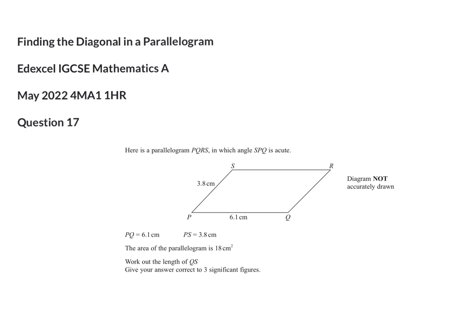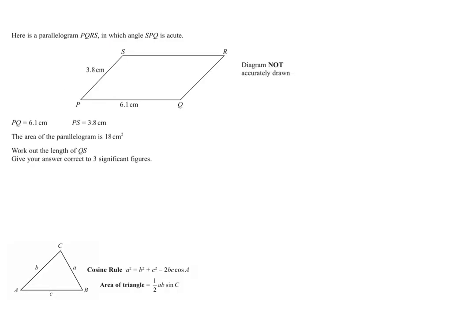Finding the diagonal in a parallelogram is one of those questions that involves two of the trig equations that you are given in the examination. In this question, we're given parallelogram PQRS, where angle SPQ is acute. So this angle here, SPQ, is an acute angle. So the parallelogram looks like this.